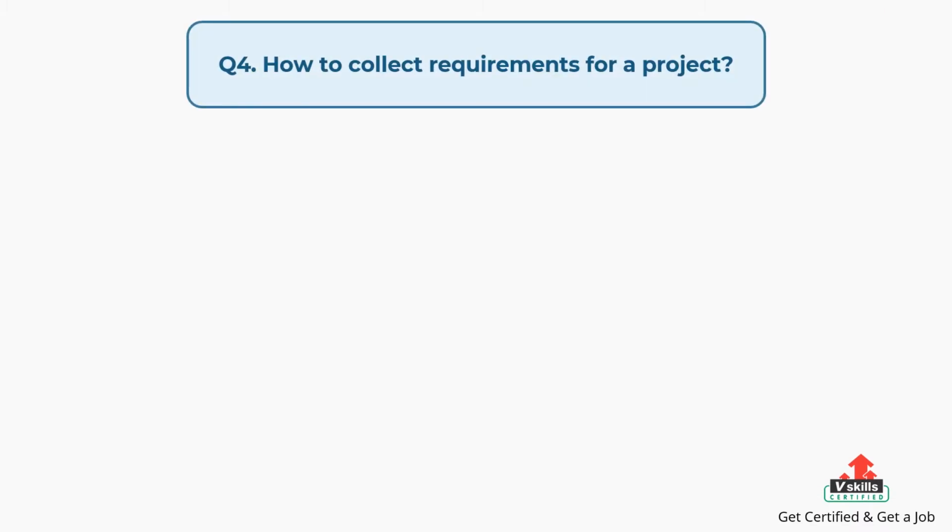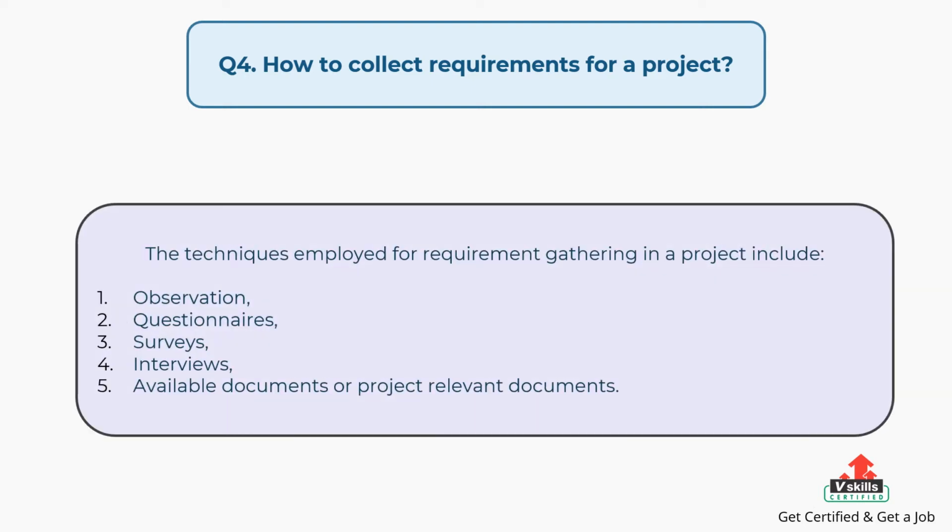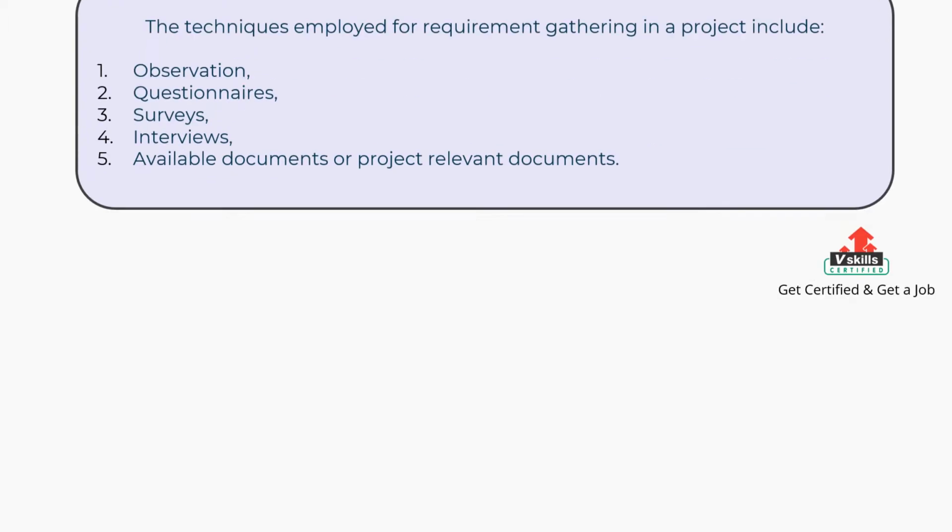Question number 4. How to collect requirements for a project? The answer is, the techniques employed for requirement gathering in a project include 1. Observation, 2. Questionnaires, 3. Surveys, 4. Interviews, 5. Available documents or project-relevant documents.